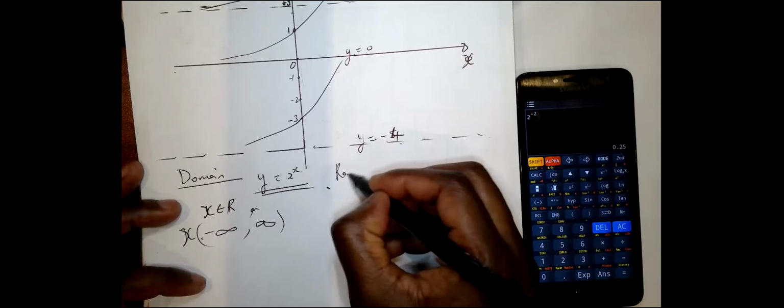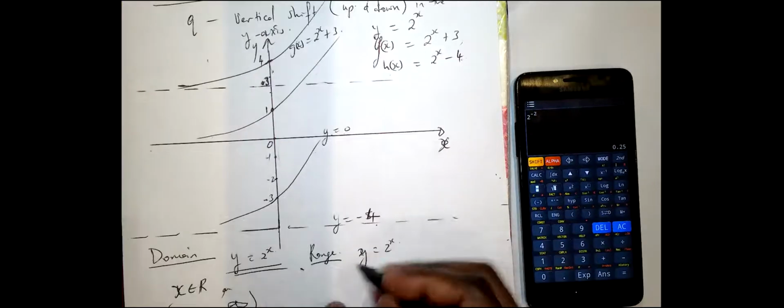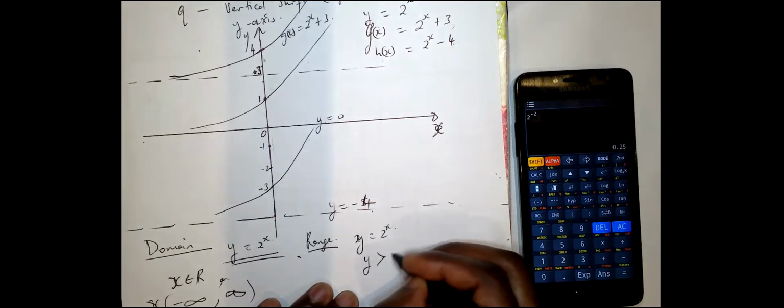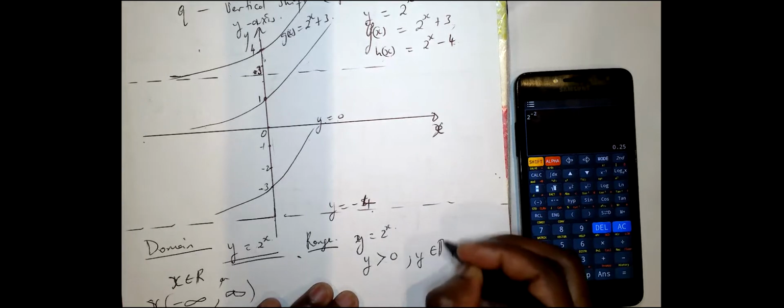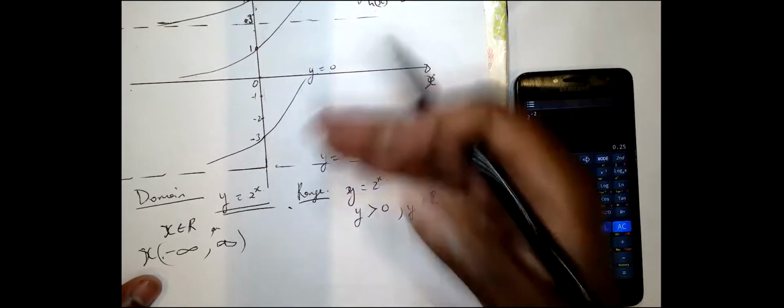Now, if we talk of the range for the same graph, y equals 2 to the power of x, what is the range here in terms of y? Because remember, the range is y, and you can see that it will never go down here. It can only approach 0. So it means that it can occupy any value above 0. So in this case, y is greater than 0, y is an element of real numbers. That's what you must remember there. So always know that the range is greater than or less than the asymptote that you're given.